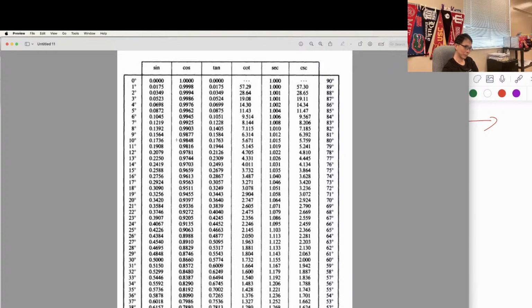Oh my gosh. 0.9962. Negative. Cosine of 265. That'd be possible. Wait, is it negative? It can't be. No, it's not. It's close. Isn't it the second? 265. Wait, no. Think about that one.